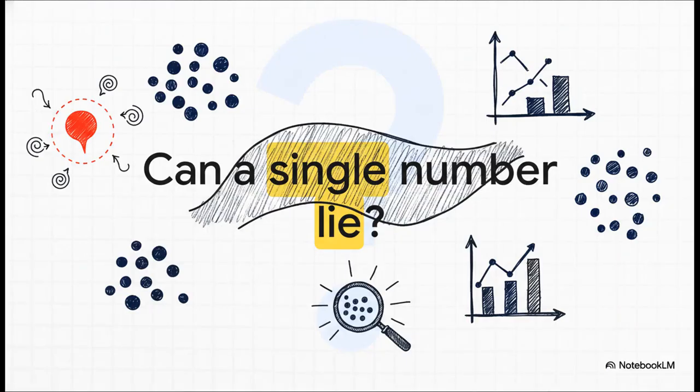It's a simple question, right? But the answer is actually pretty complex. See, a single data point, one that's way off from all the others, can tell a story that isn't true at all. It can mislead us, create these illusions, and completely hide what's really going on. So, how do we spot these lies?